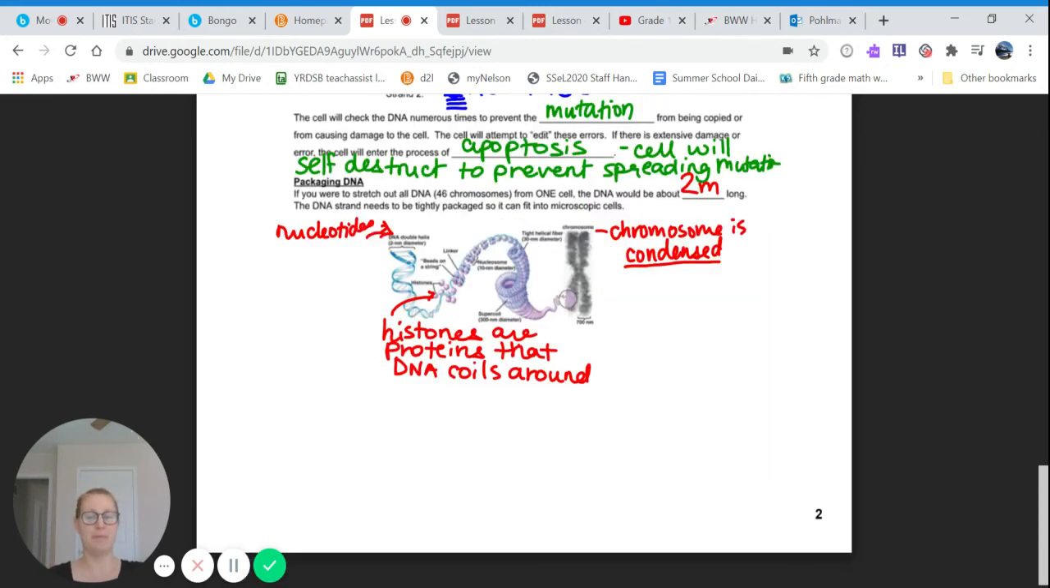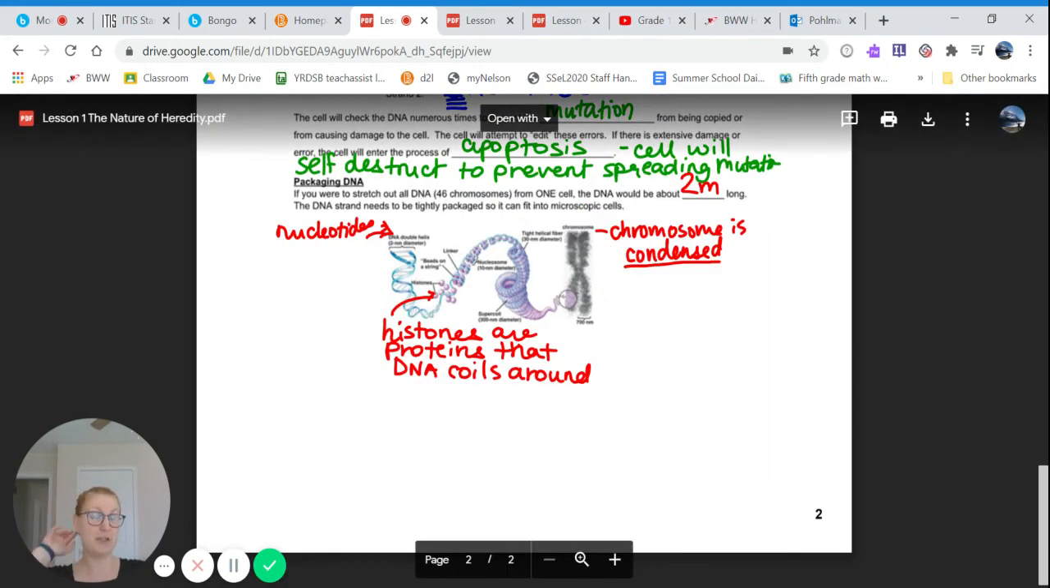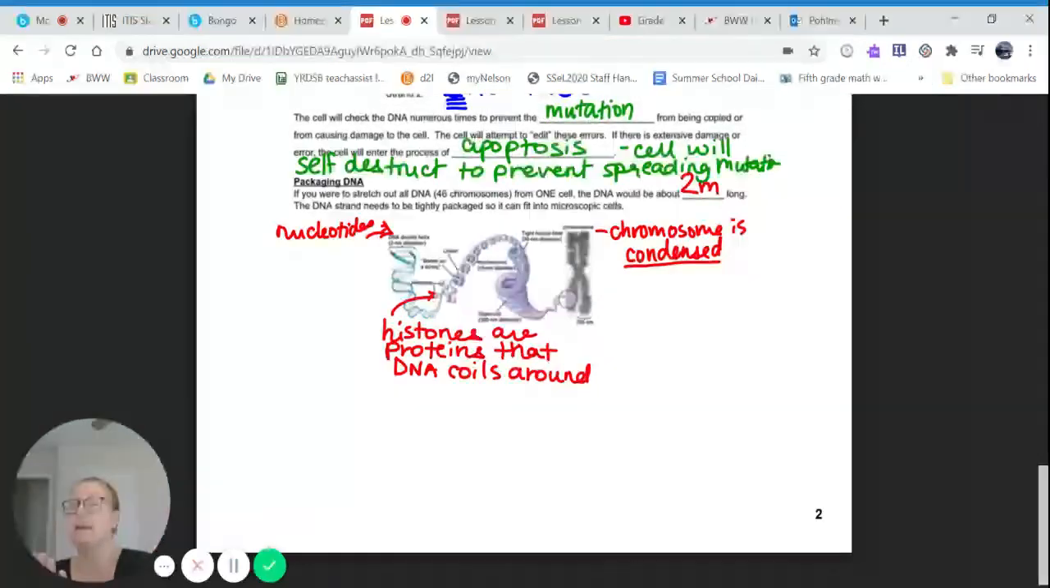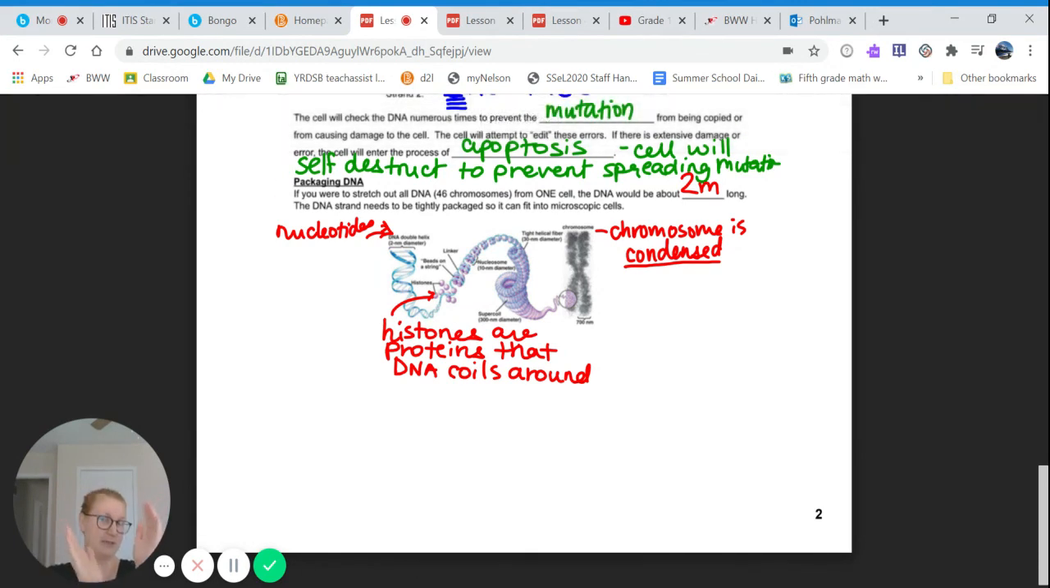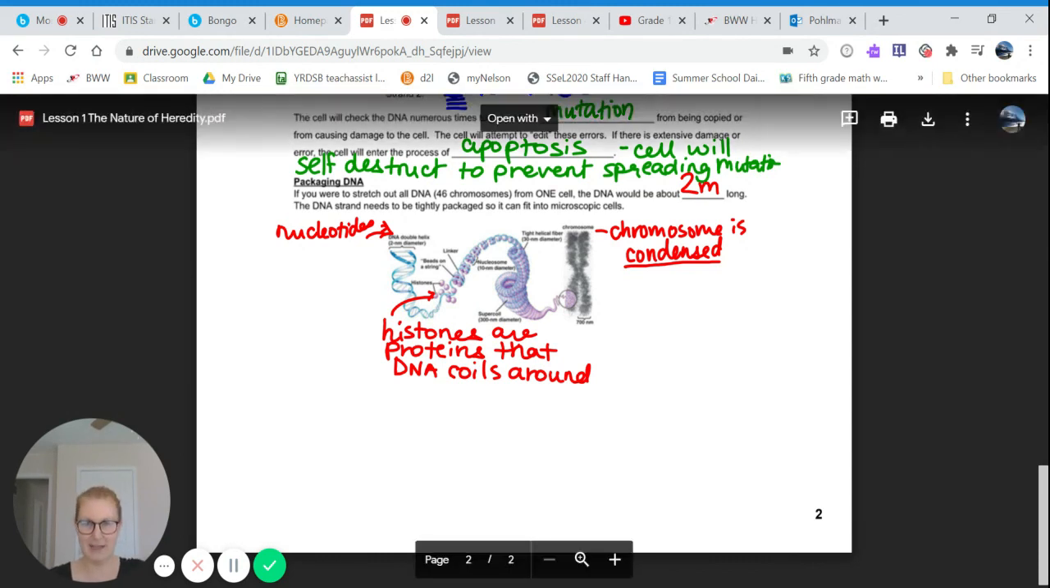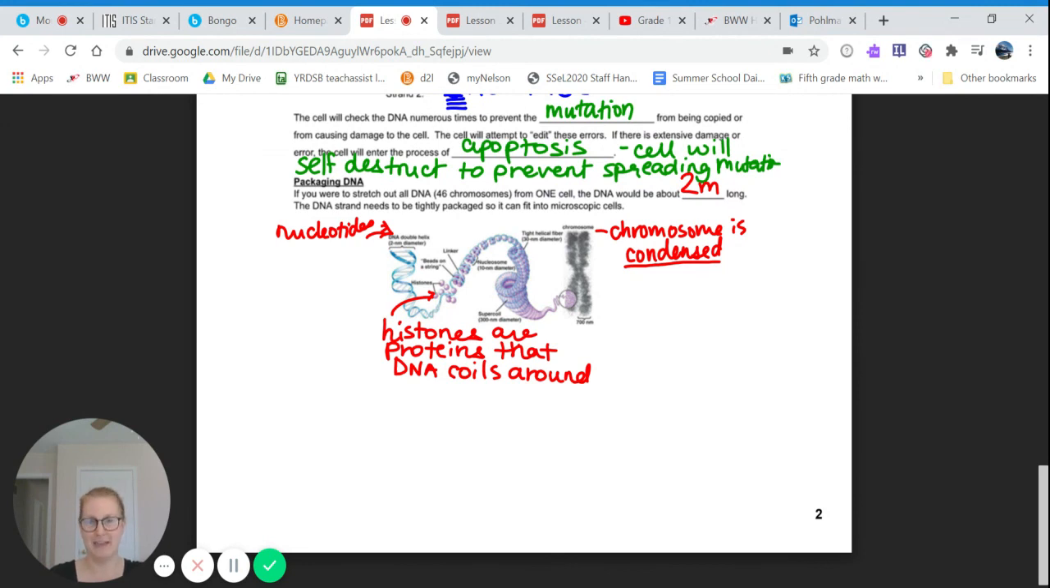Now, let's say, for example, that the cell needs some information from here. It needs to actually look at a gene. Well, the cell has a whole way to send things in and undo the specific sections that it wants to look at. It will never, ever undo the whole thing at one time because it's 2 meters long. It will not fit in the cell. So I hope that this helps explain a few of the different parts of DNA.